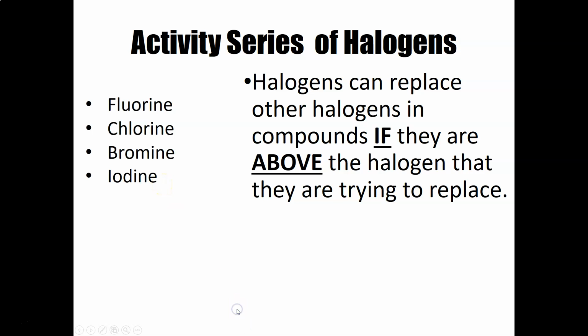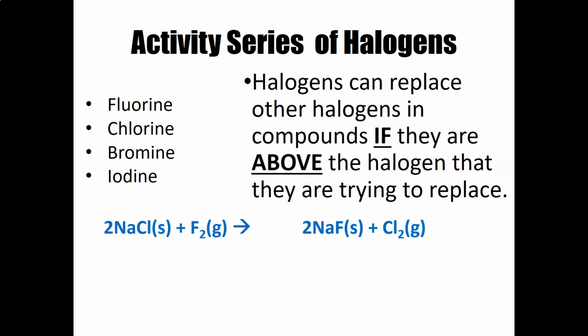So as an example, if we have sodium chloride and fluorine gas, well, let's take a look. Fluorine is trying to kick out that chlorine and take its spot. Fluorine is stronger, more reactive than chlorine, so fluorine can kick it out and take its place and make sodium fluoride. If we have magnesium chloride with bromine gas, bromine is not above chlorine. Bromine is not more reactive. It cannot kick out that chlorine and replace it.